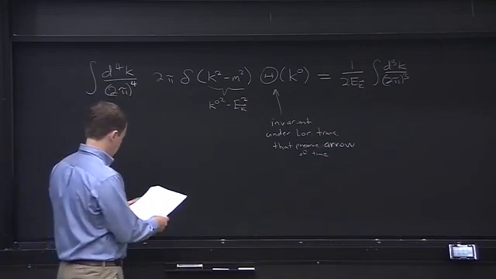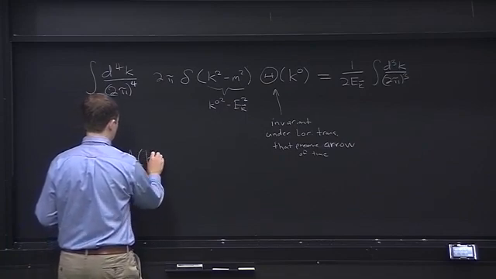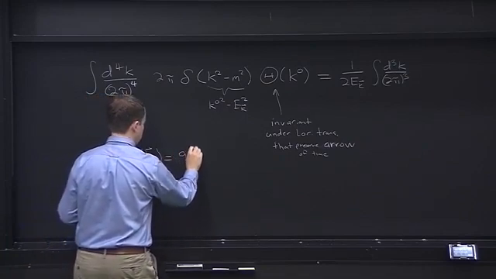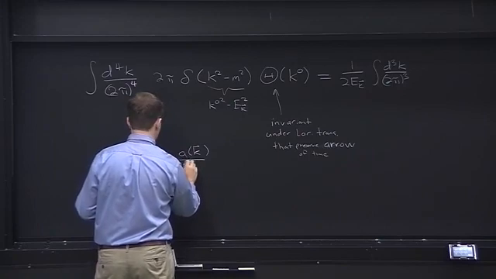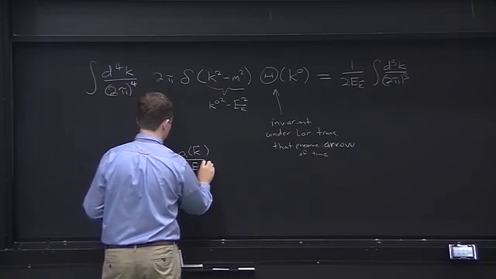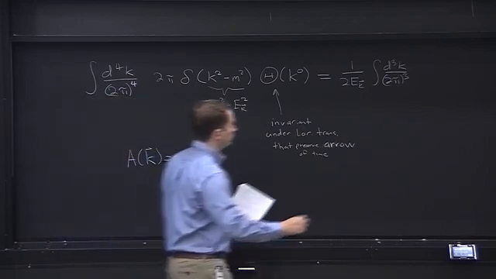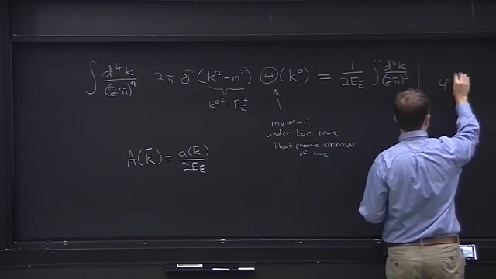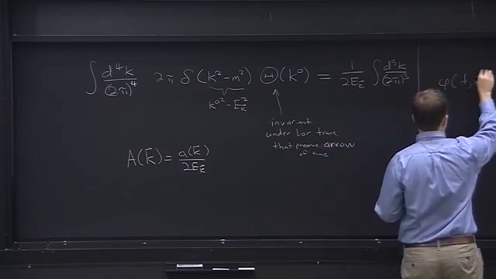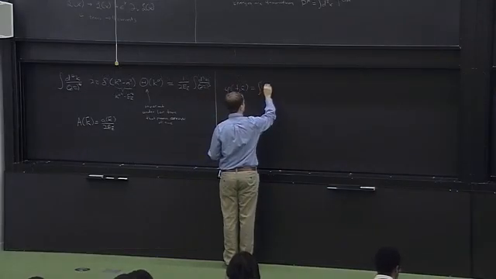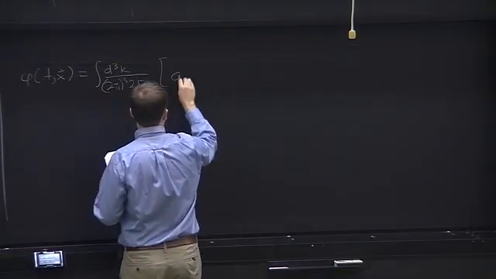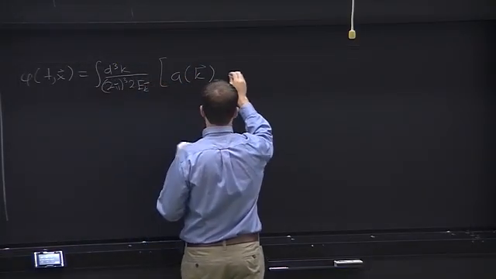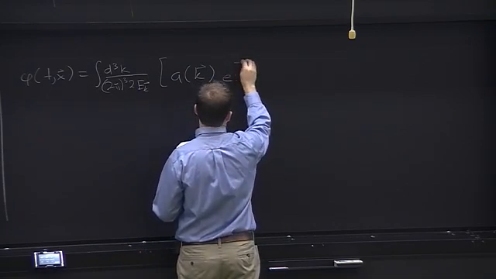And so if we define little a of k, which is just big A of k times 2ek, then we can write phi of t, x in the following manner. And here we have these ak and ak star, which tomorrow will become the creation and annihilation operators.